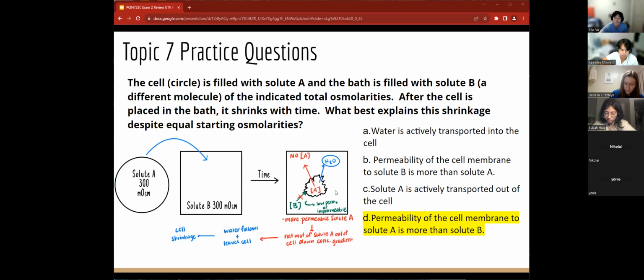Yeah, I didn't mean it as a gotcha. I just wanted to make sure I had it right. Typically he had a clicker question on this, and he asked it in the form of swelling with time. So the correct answer was that the permeability of solute B is more than solute A. So this is essentially the complete opposite, because you're talking about cell shrinkage, and for cell shrinkage to occur, solute A has to move out, and therefore water will follow, and therefore the cell will shrink. So in this case, it's the complete opposite.